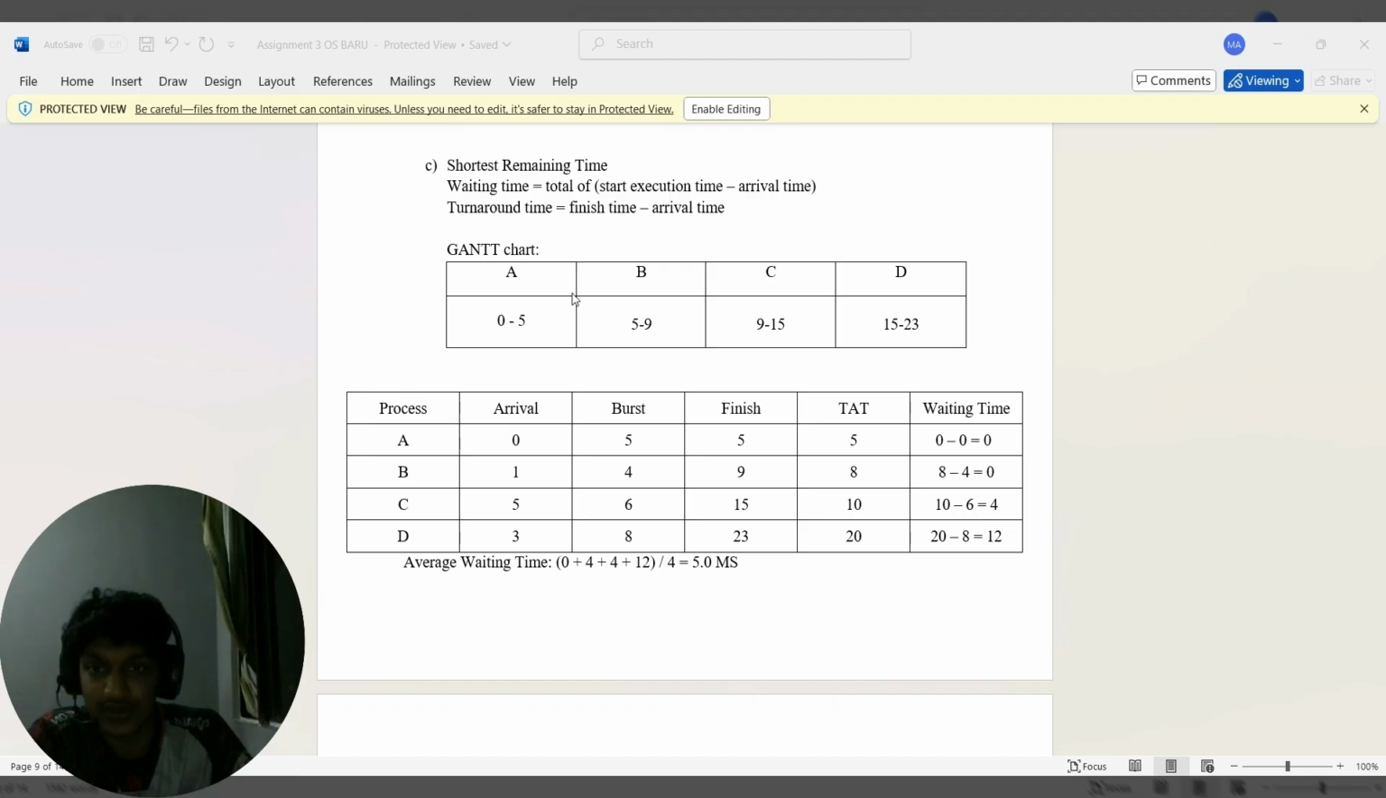Okay, so for question C, for process C the arrival is 5, burst 6, and finish is 15. The TAT is 10. So the waiting time is 10 minus 6, equal to 4.